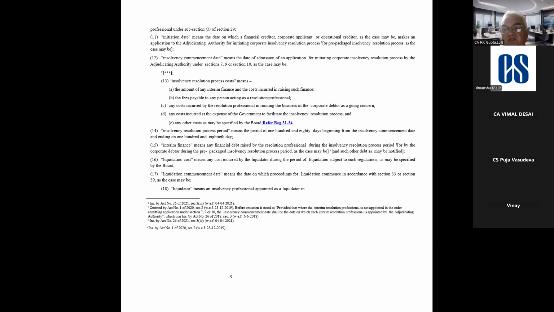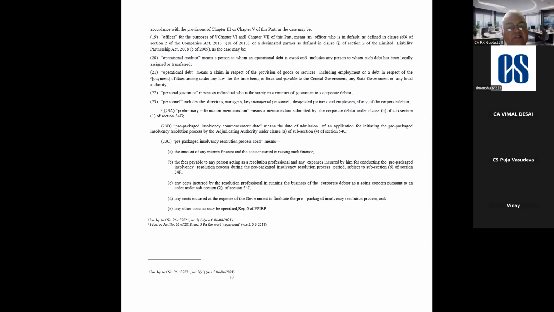Similar is the liquidation cost. Liquidation cost is the cost incurred during the liquidation process. That is the fees payable to the liquidator, and the amount incurred for keeping it as a going concern during liquidation also, because in some situations it could be kept as a going concern if the stakeholders consultation committee decides so. And similar is the definition of prepackaged insolvency resolution process cost. So all these definitions are similar.